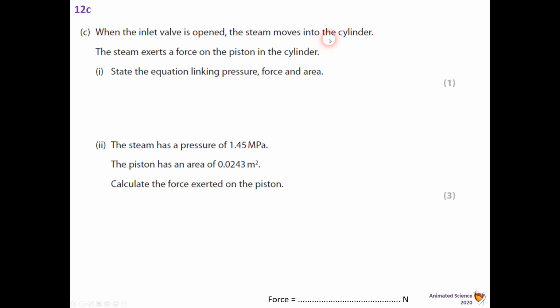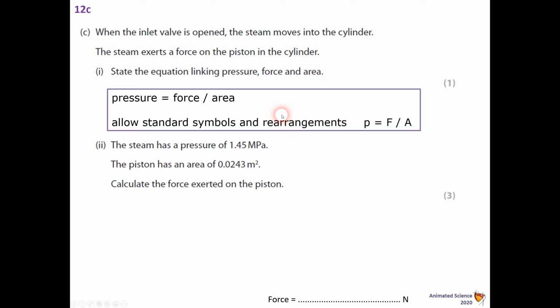Now then, when the inlet valve is open, the steam moves into the cylinder, and the steam exerts a force on the piston in the cylinder. State the equation linking pressure, force and area. Well, of course, pressure is force over area. P is capital F over capital A. Now, if the steam has a pressure of 1.4 megapascals, and the piston has an area of 0.0243 meters squared, calculate the force on the piston.